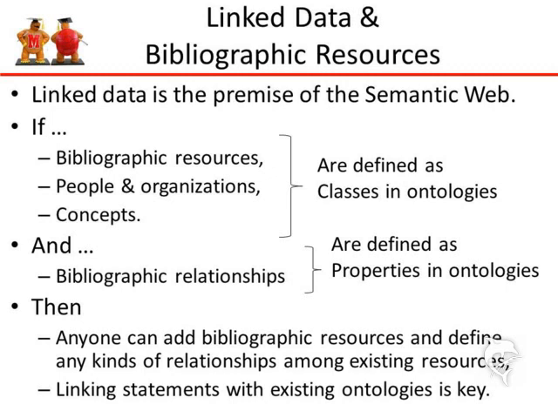But if we want to map this to the semantic web as we were talking about it in the previous session, let's take a look at how this would break down. If bibliographic resources or people and organizations and concepts could be defined as classes in ontologies, and then bibliographic relationships could be defined as properties in ontologies, then anyone can add bibliographic resources to the semantic web and define any kinds of relationships among existing resources. But linking their statements with existing ontologies is key.